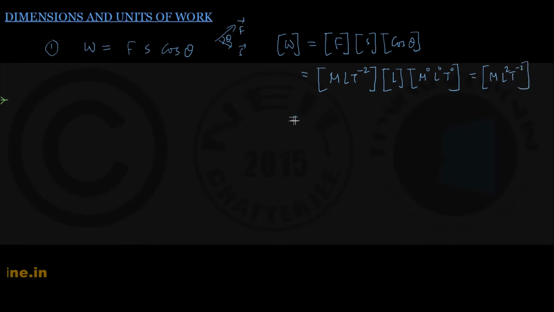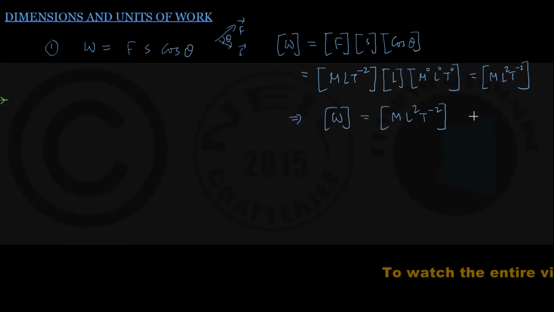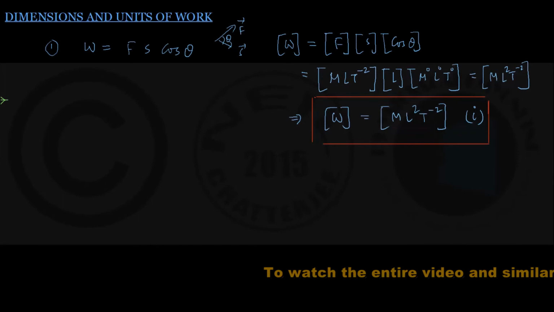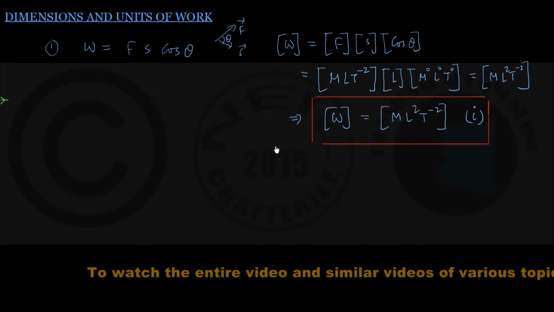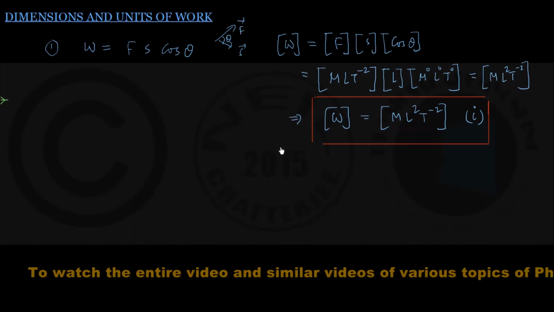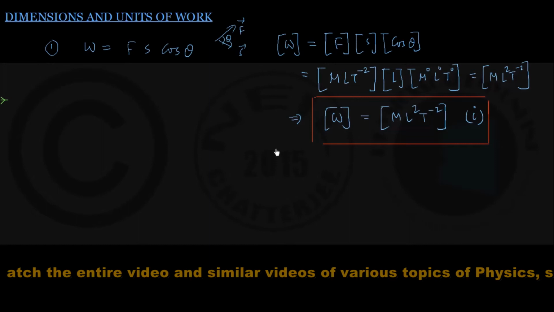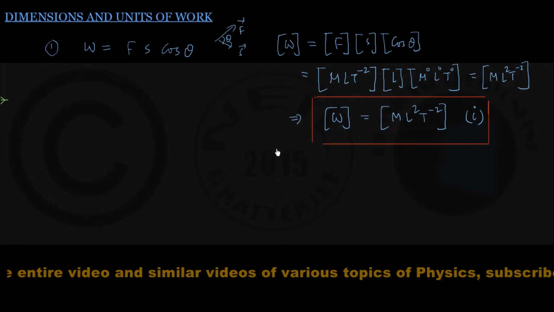This is what we have got. So let's write it separately. The dimensional formula of work is M L square T to the power minus 2. This is our first important result, and we number it 1 here. Now this dimensional formula will guide us to decide the units of work. Let's consider the SI unit of work in absolute units, that is, the International System.